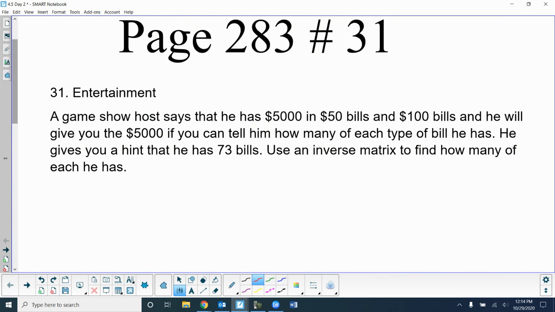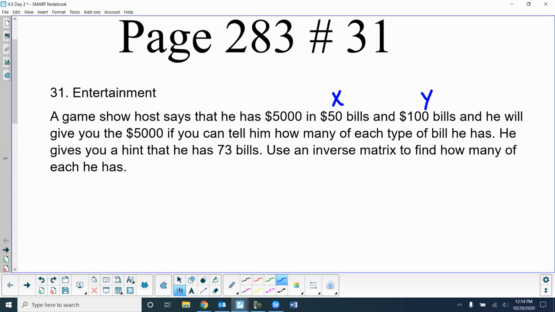Okay. A game show host says that he has $5,000 in $50 bills and $100 bills, and he will give you the $5,000 if you can tell him how many of each type of bill he has. It gives you a hint that he has 73 bills. It says use an inverse matrix to find how many of each he has. So this is talking about. We got 2 things we're looking for, so all we need is 2 equations. Okay? So let's make the 50s X, and we'll make the 100s Y.